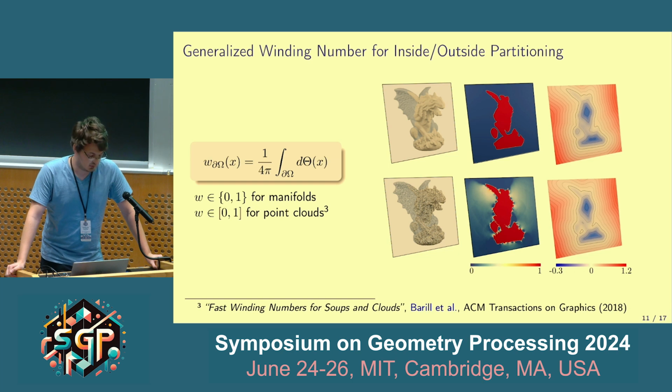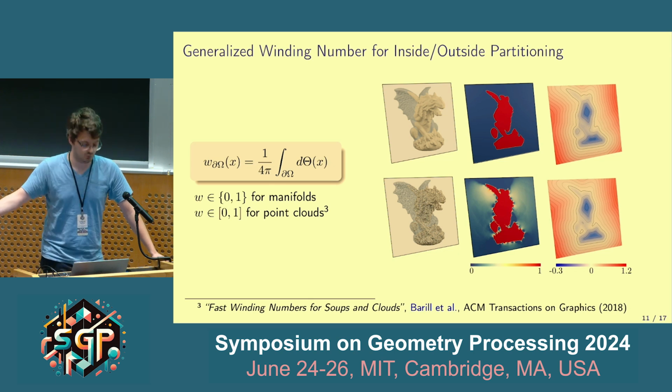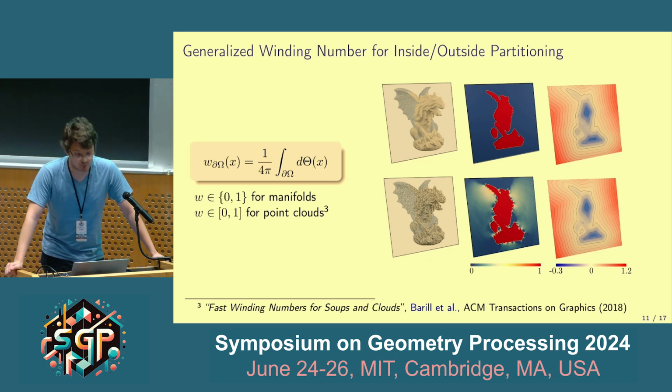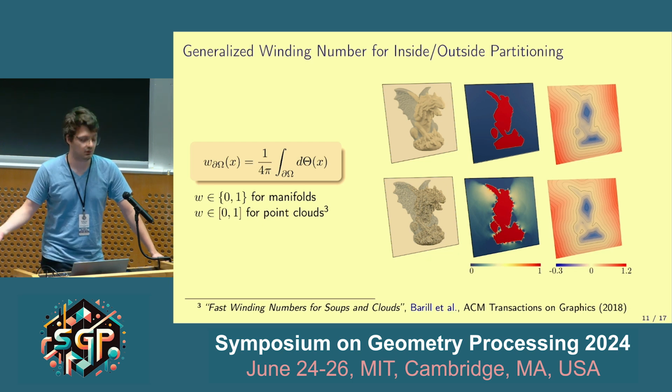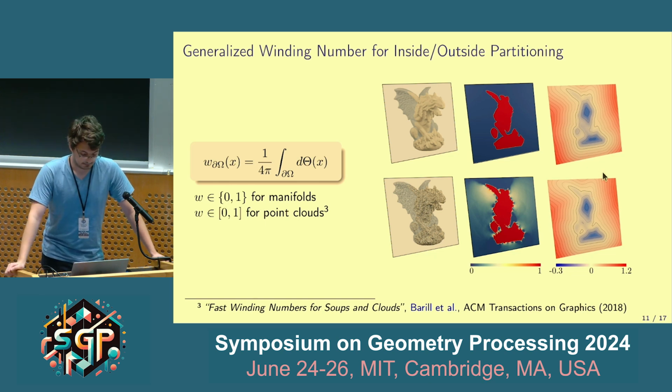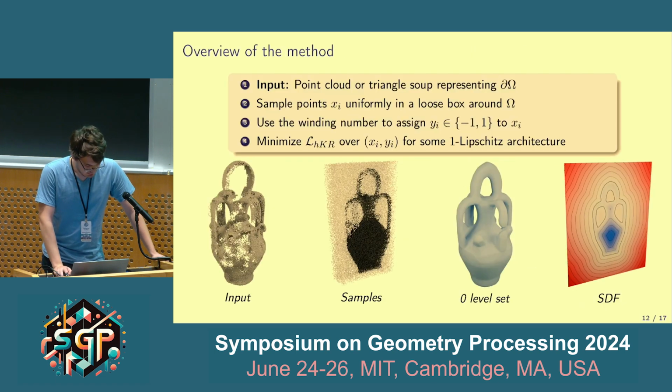And this is the winding number, the correct winding number, but it can be generalized to not so clean data, especially point clouds and triangle soups. And in this case, what you get as a result is a continuous value between 0 and 1. But through careful thresholding, you are still able to determine the inside from the outside, and still able to recover a signed distance function that is very close to the first one. So that's basically it. The method we propose is actually quite simple.